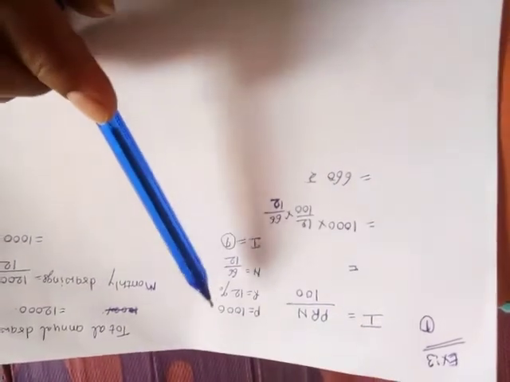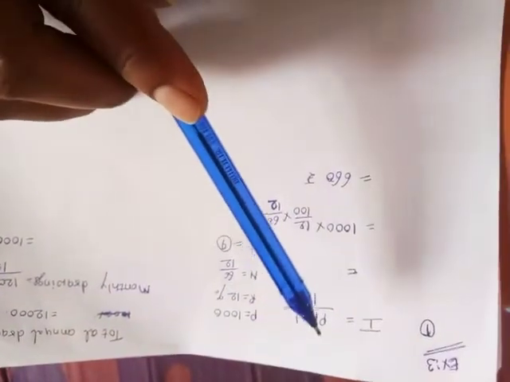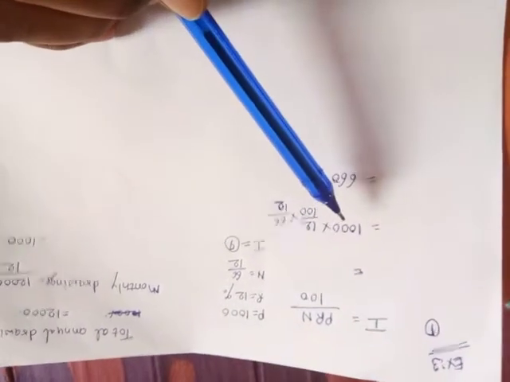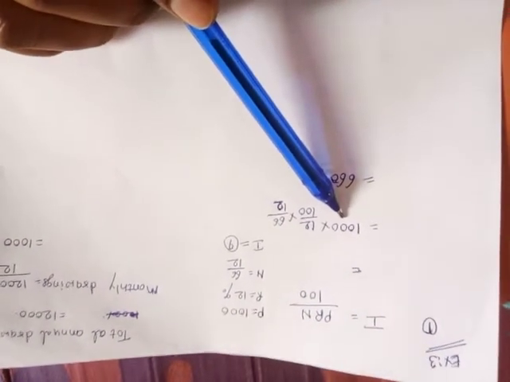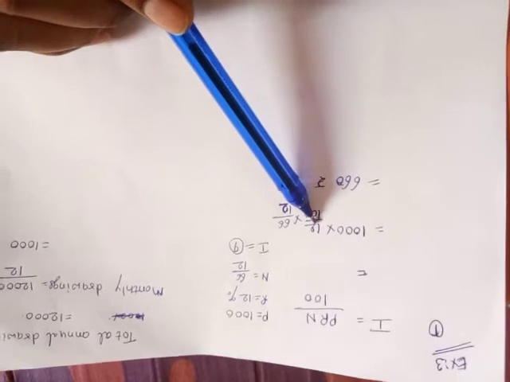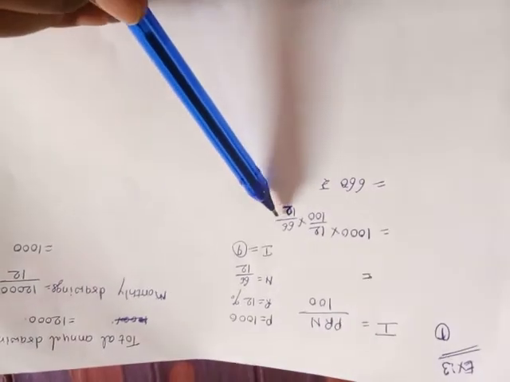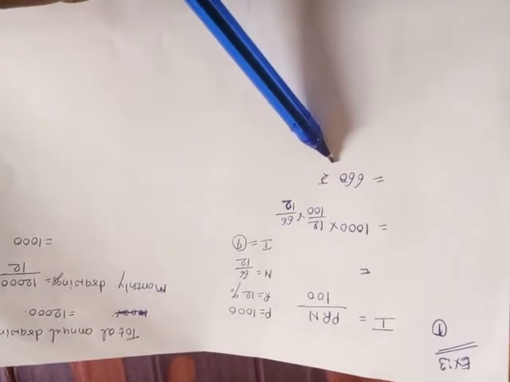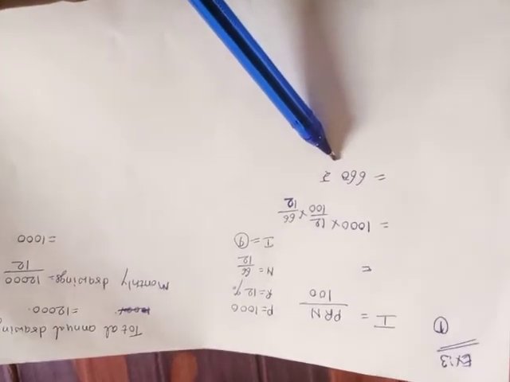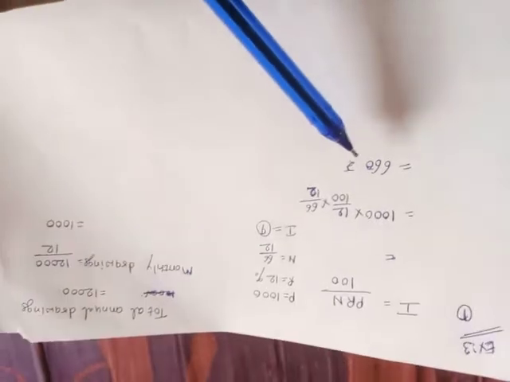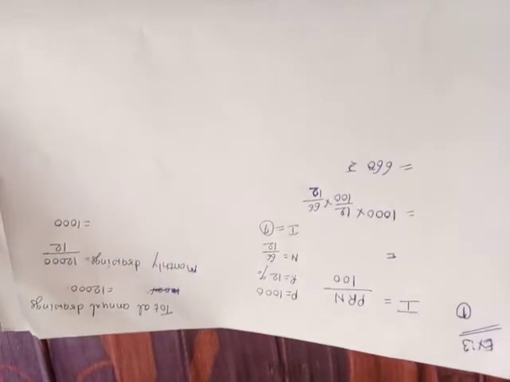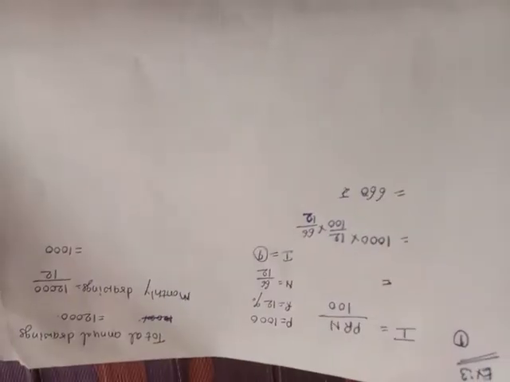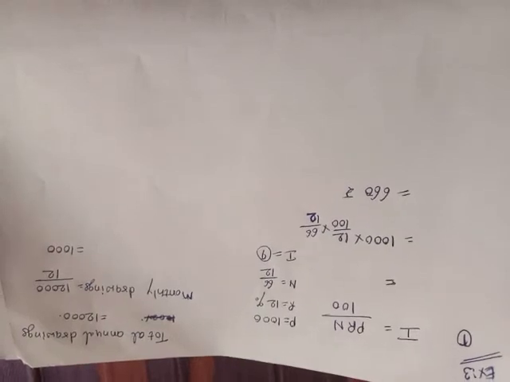Now we put all the values into the formula. Formula is PRN upon 100. P means principal amount, that is 1,000. R means rate of interest, 12%, 12 upon 100. N means 66 upon 12. So here we get 660 rupees as interest on drawings. So this is the first sum of our partnership small sums.